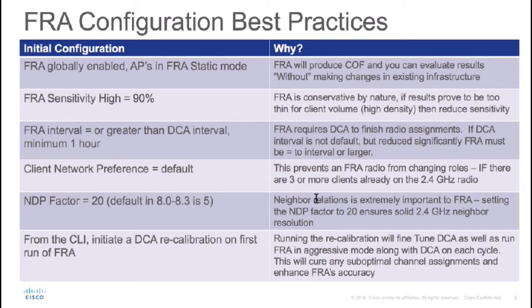FRA interval, this one gets a little confusing for folks sometimes. It has to be equal to or greater than the DCA interval. The minimum is 1 hour. So if they're using a DCA timer for every 8 hours, the minimum FRA interval is going to be every 8 hours. Now, it's not incredibly important to run FRA every single hour. The reason for that is because FRA is going to establish what interfaces are redundant. We're going to put them into service, right? And then after that, FRA really shouldn't change that much.